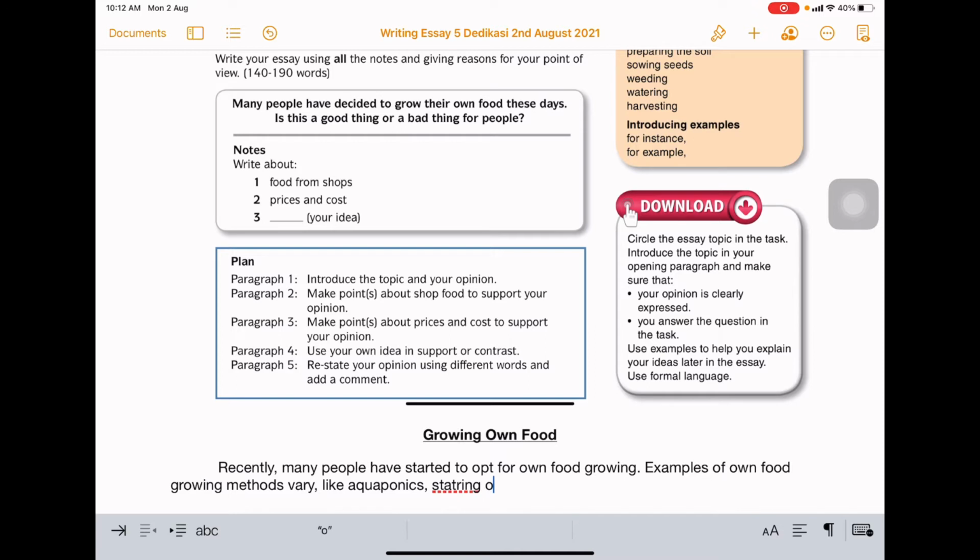starting on the land, or hybrid vegetative system, to name a few.